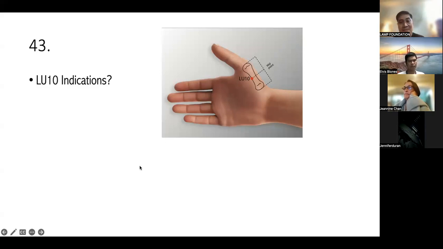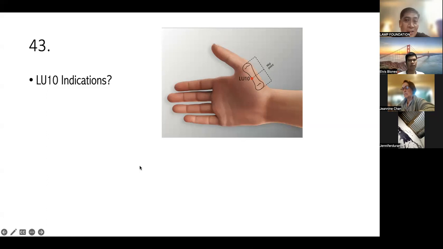Yes, Doc. Okay. Ginagamit mo ba yung lung 10? Yes, Doc. Minsan po. Okay. Happy ka ba sa result ng lung 10? Kailan mo ginagamit siya? Minsan lang po, Doc eh. Pag may heat, di ba? So can you tell us indications ng lung 10? Indications: cough, hemoptysis, sore throat, aphonia, and fever.